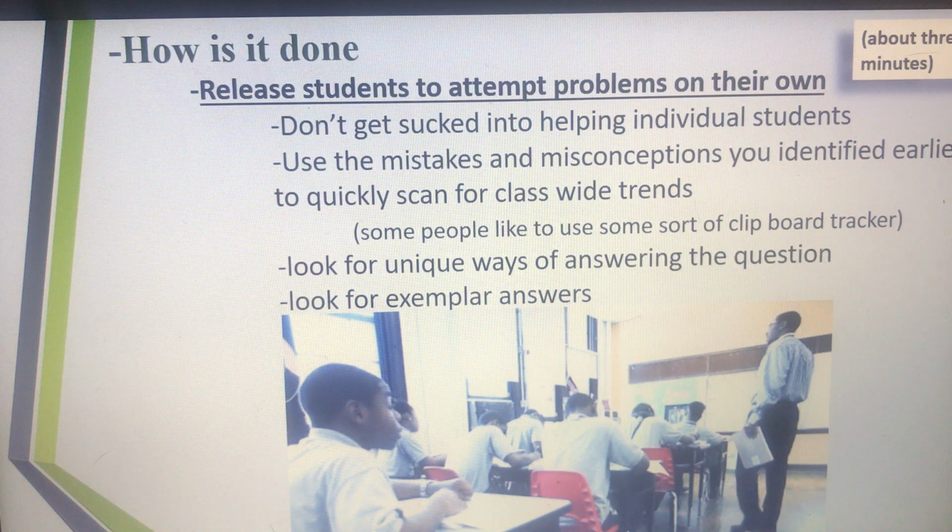And the last thing that I look for as I'm going around and taking that quick survey of how students are doing is who just did a phenomenal job of showing their work. Honestly, I also look for who used pen because it shows up better under the doc cam. But yeah, you're looking primarily for common mistakes and misconceptions, and secondarily for unique answers and exemplar answers.